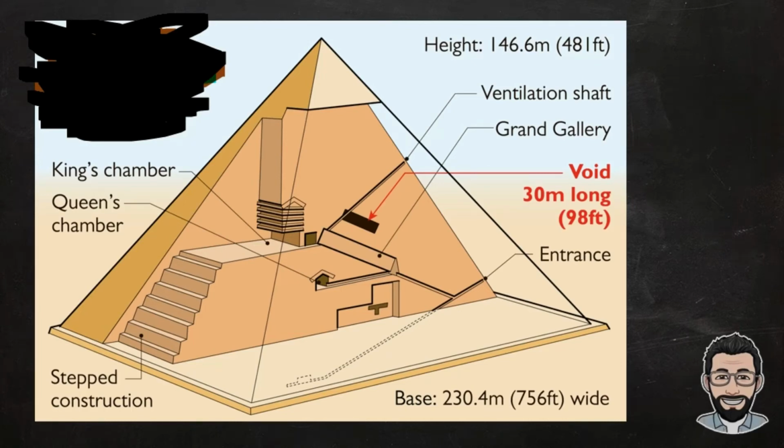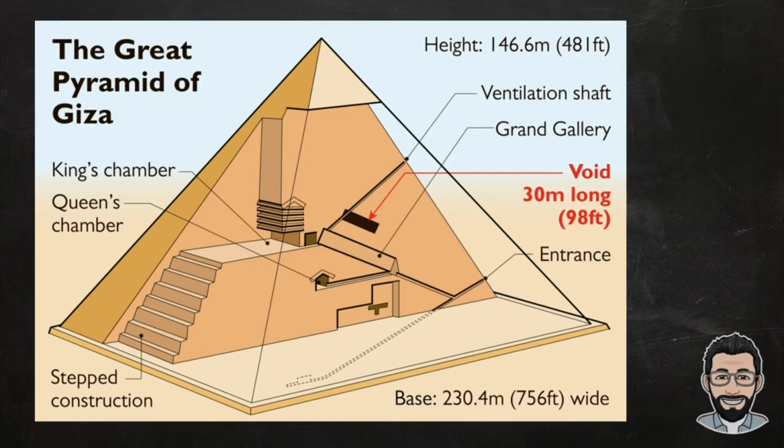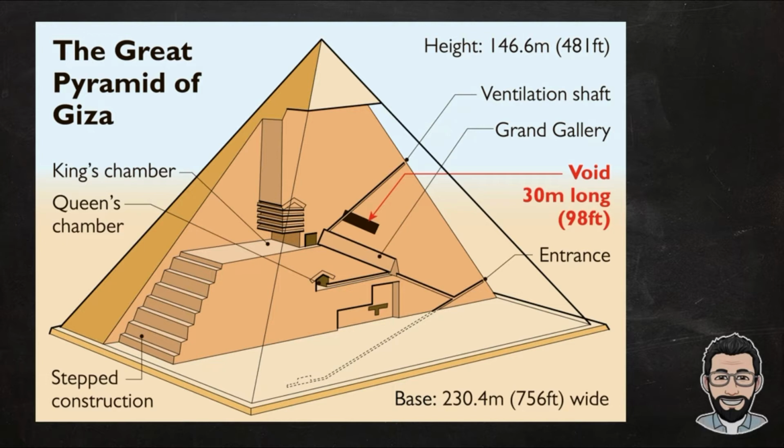What is this? Let me give you just 3 seconds to tell me. 3, 2, 1. Great. It's the Great Pyramid of Giza, the Pyramid of Khufu. And now let me tell you some secrets about this Great Pyramid.